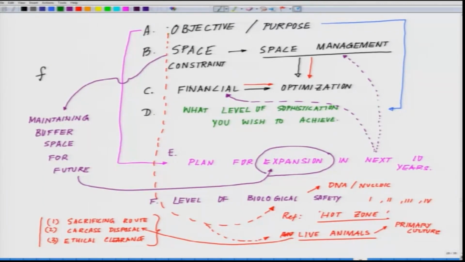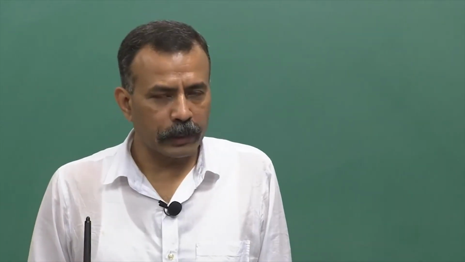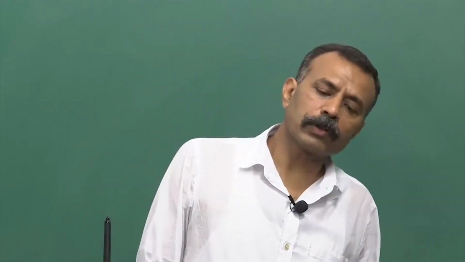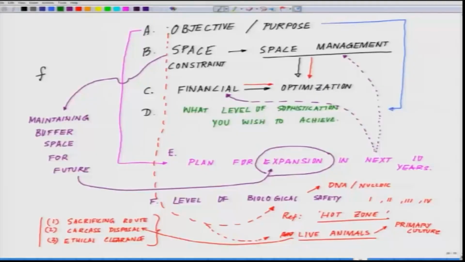Based on that, the next part we went to figure out the objectives or the purpose, which we have already defined. We talked about the space constraints, so what is the bare minimum space you have. We talked about the financial optimization, what level of sophistication one wishes to achieve. Then we talked about the plan of expansion in the next 10 years, which needs a lot of farsightedness, and the level of biological safety at which you are looking.